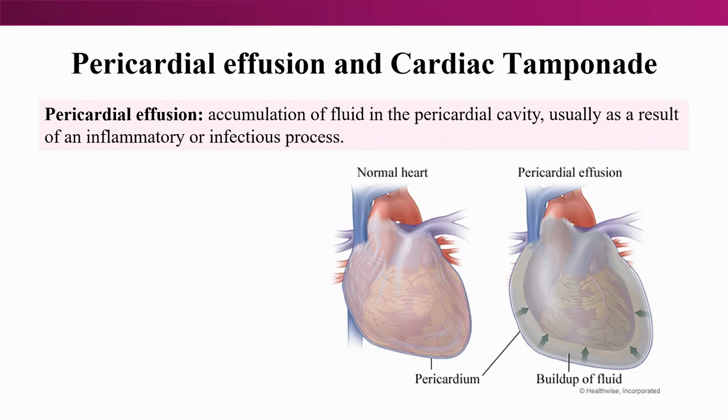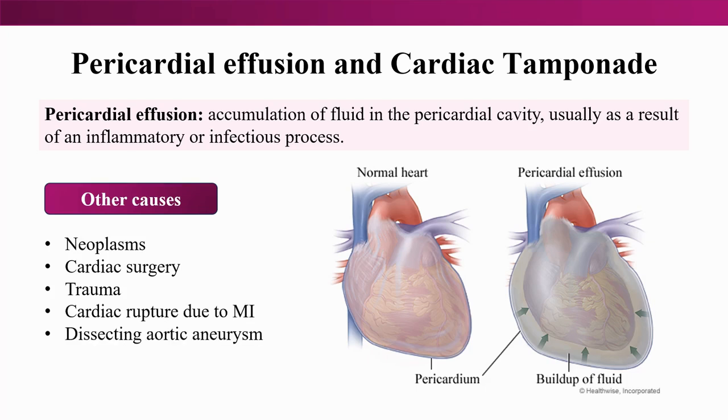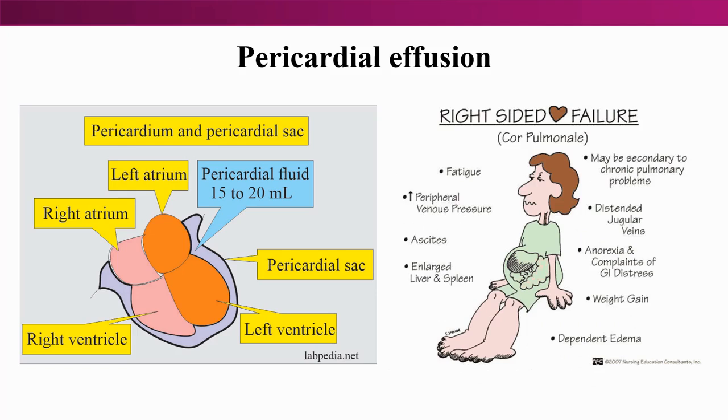Pericardial effusion refers to the accumulation of fluid in the pericardial cavity, usually as a result of an inflammatory or infectious process. It may also develop as the result of neoplasms, cardiac surgery, trauma, cardiac rupture due to myocardial infarction, and dissecting aortic aneurysm. The pericardial cavity has little reserve volume. The pressure-volume relationship between the normal pericardial and cardiac volumes can be dramatically affected by only small amounts of fluid once critical levels of effusion are present. Because right heart filling pressures are lower than that of the left heart, increases in pressure are usually reflected in signs and symptoms of right-sided heart failure before equalization is achieved.